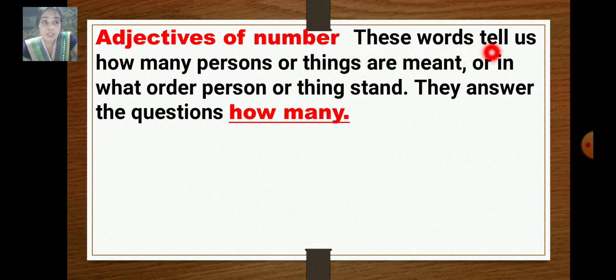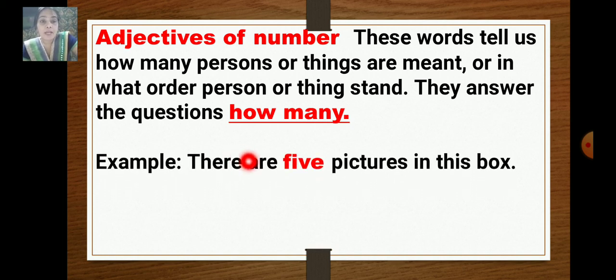So these words tell us how many persons or things are meant, or in what order a person or thing stands. That is, they answer the question how many. So adjectives of quantity is how much, and adjective of number is how many. Now example sentences. There are 5 pictures in this box. So it is very simple. Adjectives of number. Now you know the meaning of number. If you find any words that refer to a number like 5, 6, 7, or a dozen, or 5 minutes, anything that refers to a number.